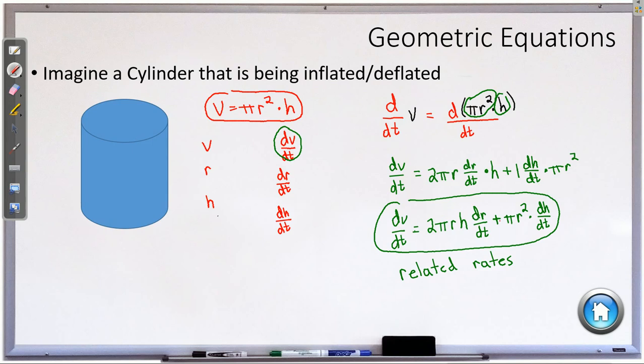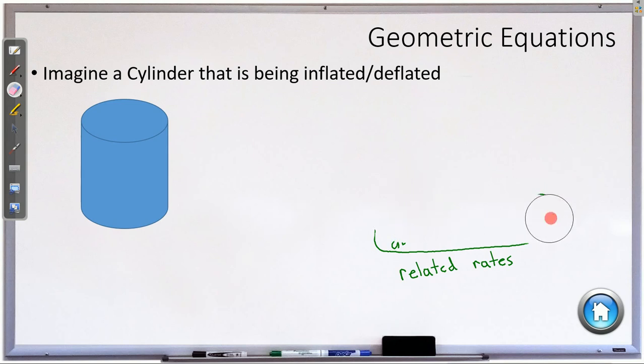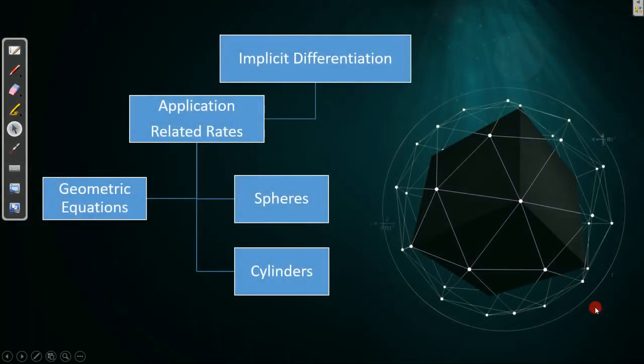All right, so now that we have an idea of how to use implicit differentiation on a volume formula, let's actually put some numbers in here and try this out. So we're going to focus on two different geometric formulas, spheres and cylinders. Let's keep doing cylinders since we got some practice there already.